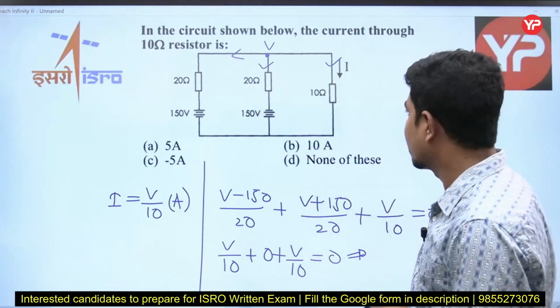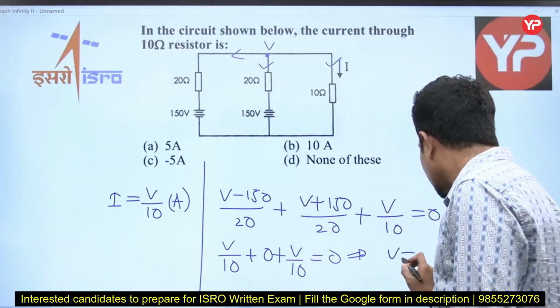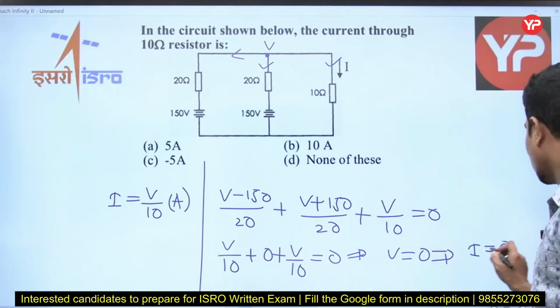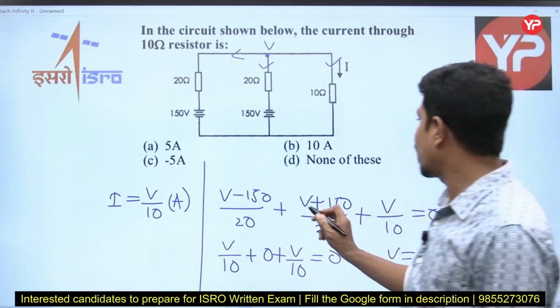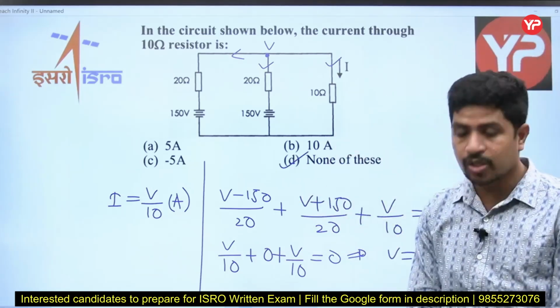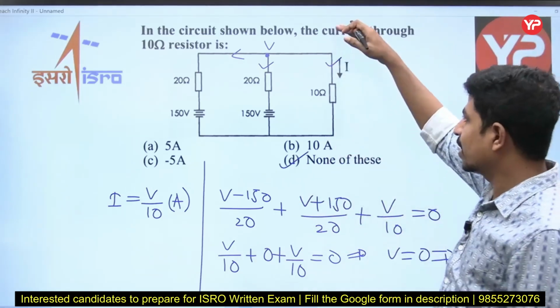Same 20, 20, right? Now V is equal to 0. If V is equal to 0, current I is also 0. No current is flowing, so none of this is the answer. Yes, perfectly you can check. So no current is flowing. In fact, that is 0.